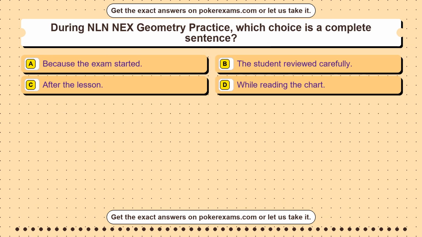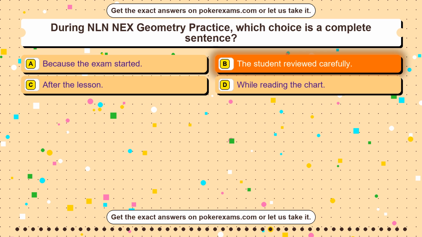Question 21. During get geography practice, which number is 7 less than 20? Option A, 13. Option B, 17. Option C, 27. Option D, 140. The correct answer is option B.